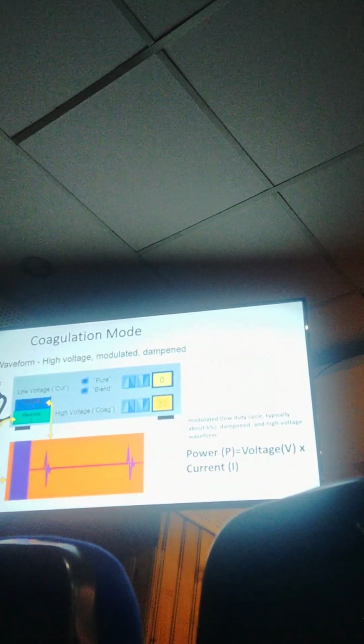So what is the difference? Why do we require these different types of mode? This is because the difference in flow of current has different effect in the tissue. So this diagram is showing the cut mode. Here if you can appreciate the diagram, it's a continuous flow of current.